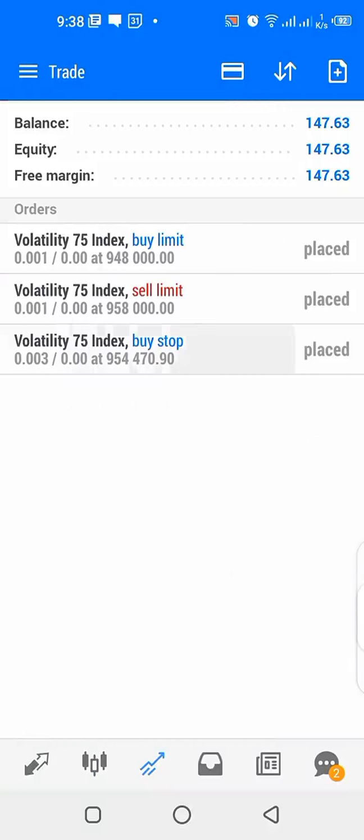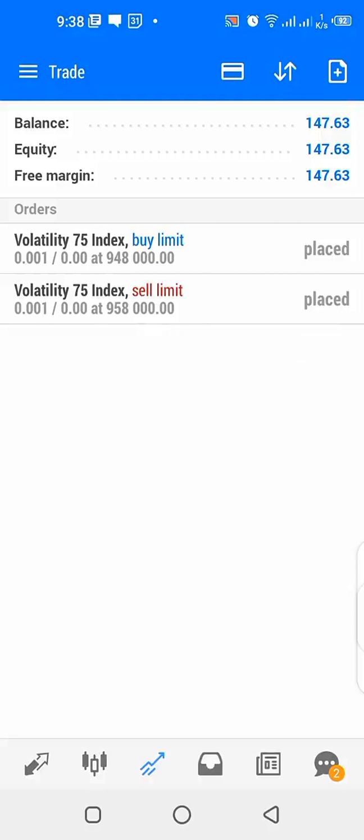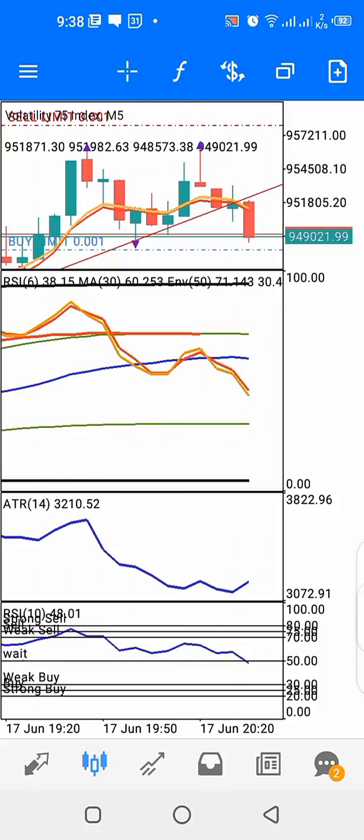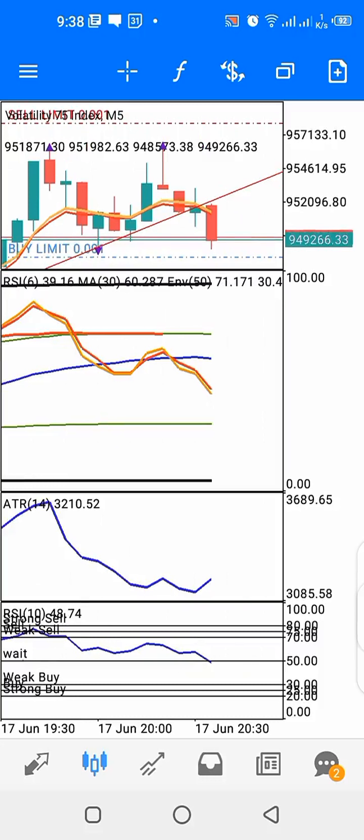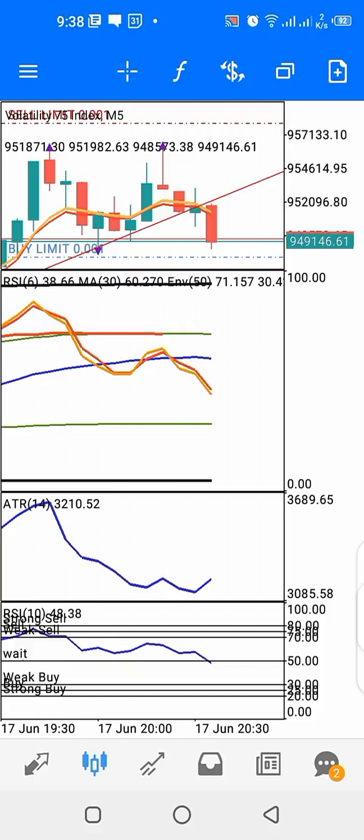Okay, in the last video, I was able to close with profit my first scalp trade. Like I said, I have a buy limit and a sell limit, both at the 8,000 level. My buy limit is at the 948,000 level, and my sell limit is at the 958,000 level. And I mentioned that I have an ascending trend line.